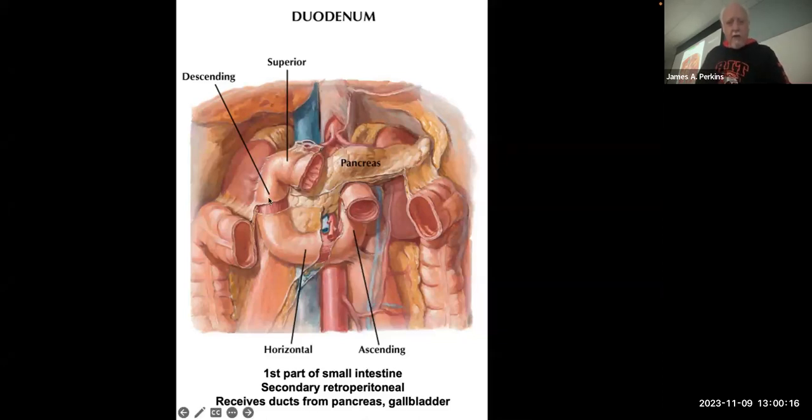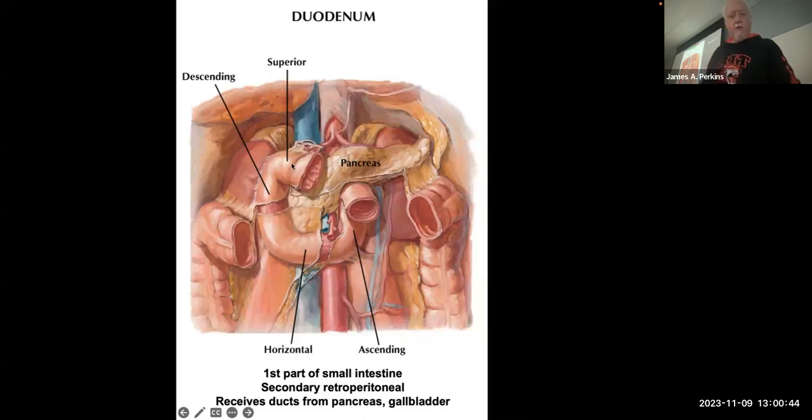The entire duodenum is considered a secondary retroperitoneal structure. So along with the stomach and the small intestine, this used to be sort of free moving within the abdomen, anchored to the posterior abdominal wall by a mesentery. But then later in development, the whole thing, along with the pancreas that's surrounded by the duodenum, that whole area became fused to the posterior abdominal wall.